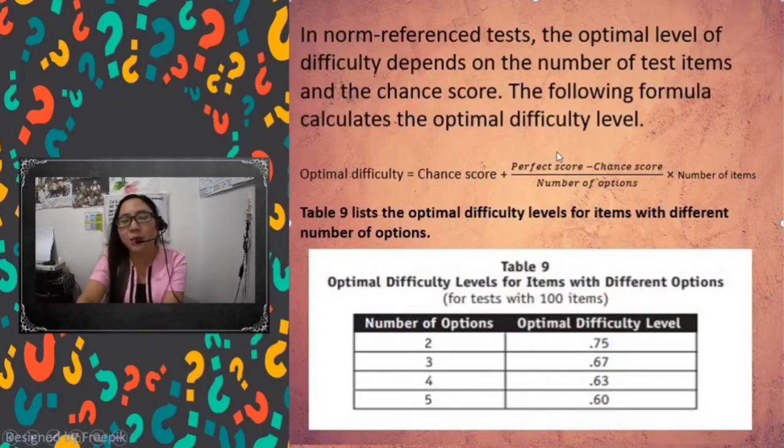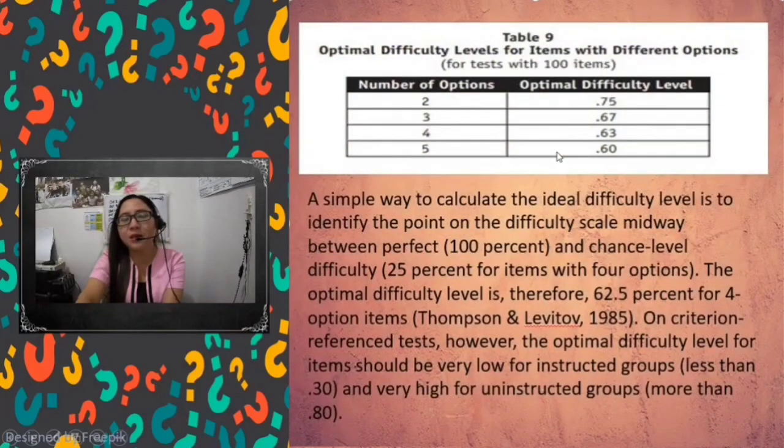Table 9 lists the optimal difficulty level for items with different numbers of options, for a test with 100 items. We can see the difficulty levels 0.75, 0.65, 0.63, and 0.60 for each number of options. Next is the optimal difficulty level per item with different options for a test with 100 items. Number of options 2, 3, 4, and 5, then optimal difficulty level 0.75, 0.67, 0.63, and 0.60.